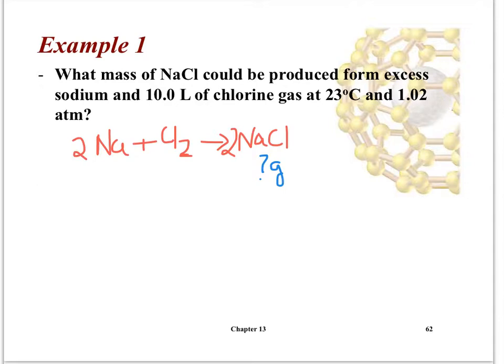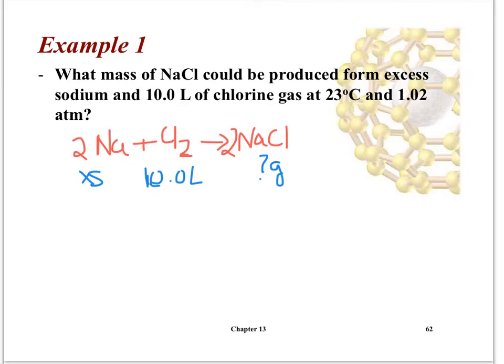I'm given 10 liters of chlorine. I'm given excess sodium, which means I have a lot of it. It's not my limiting reactant, so I don't have to worry about it. My chlorine is 10 liters. And I'm given a temperature and a pressure. Now, the whole reaction happens at this temperature and pressure. So the temperature and pressure apply to everything.